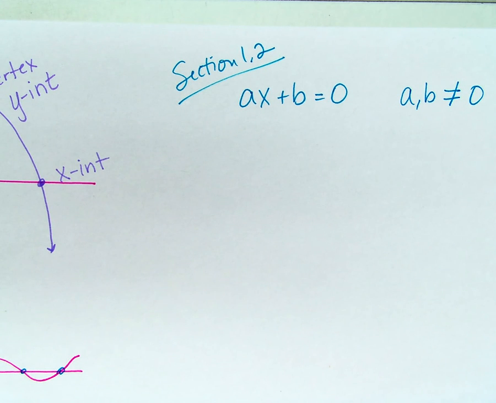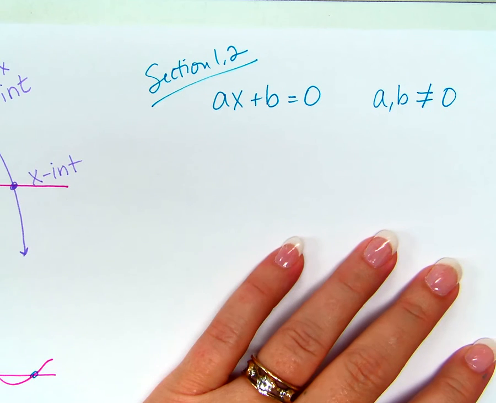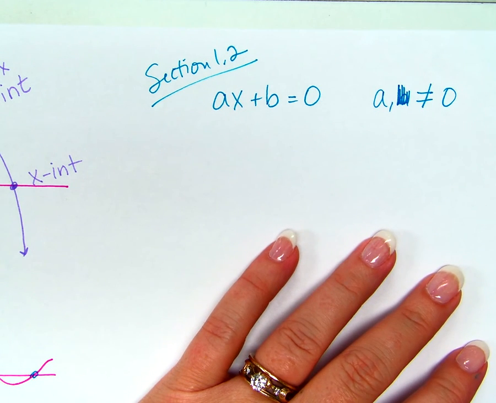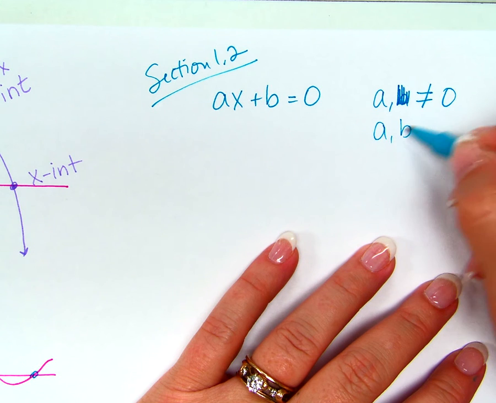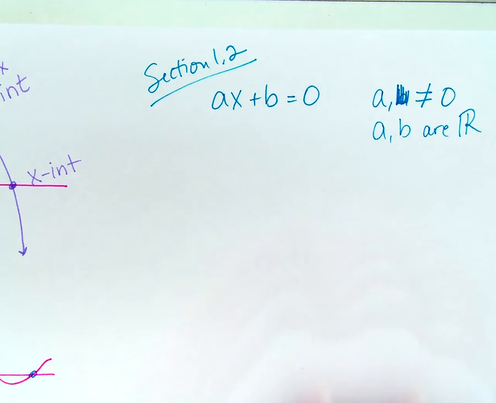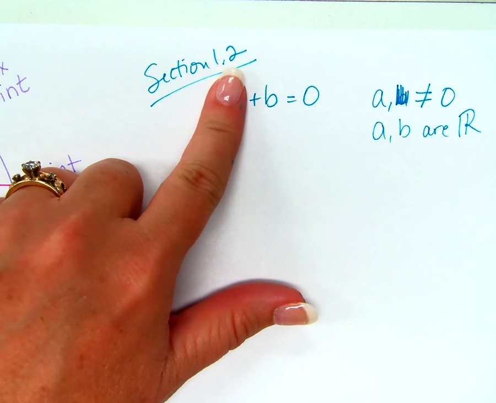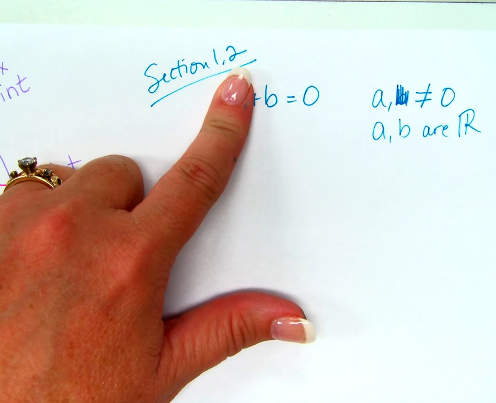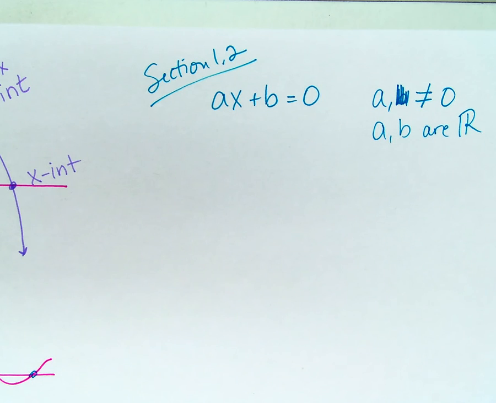Can I take that back? B is allowed to be 0, A is not. But you do need to know that A and B are in the real number sets. A and B are real numbers. A is not 0, because if A is 0, what kind of equation is that? That's just a constant value, isn't it? Okay?